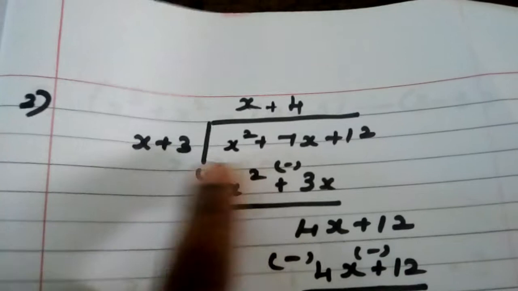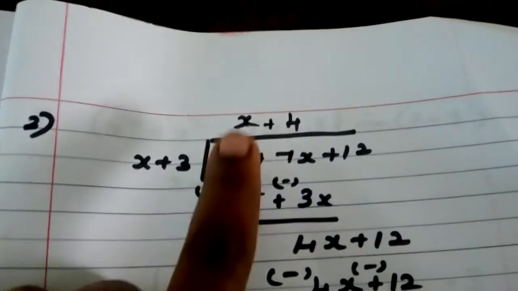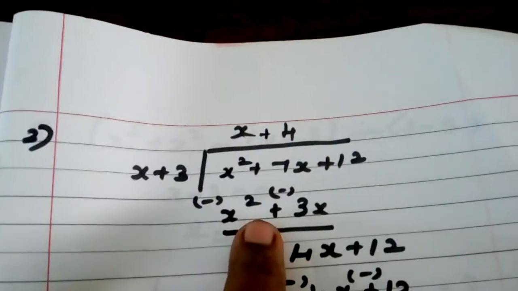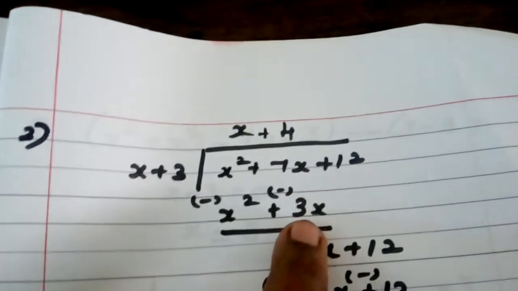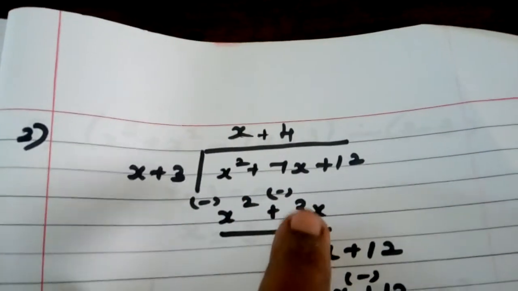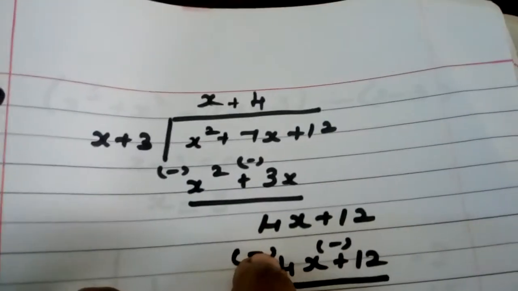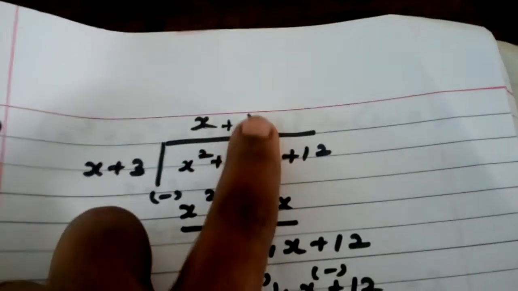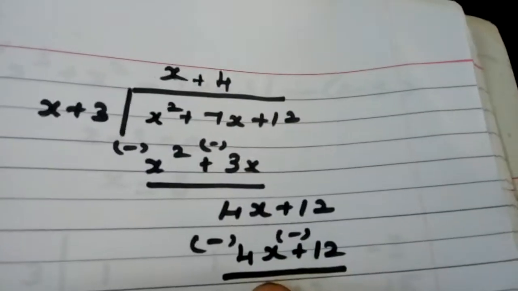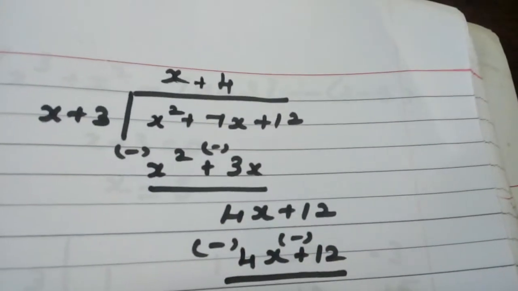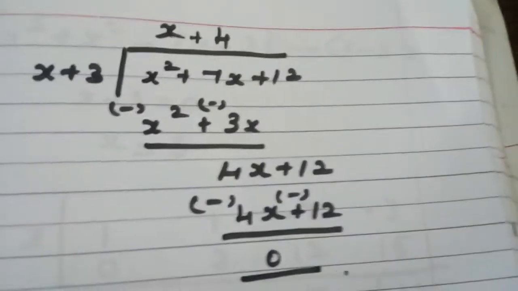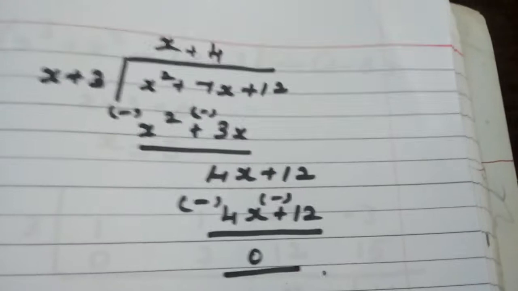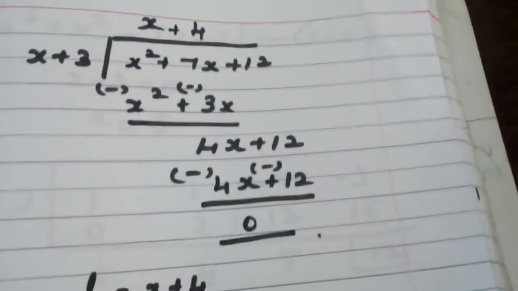First take this term x squared by x will you do, then you will be getting value to be x. So x into x, x squared, and 3 into x, 3x. Then subtract it, change the sign, and then do the process as it is. And again you take 4x by x, so that you'll be getting value to be 4. So 4 into x, 4x, and then 4 3s are 12. Is it clear? Again changing the sign, then you will be getting the value to be 0. So what is the quotient here is x plus 4 and the remainder is 0.